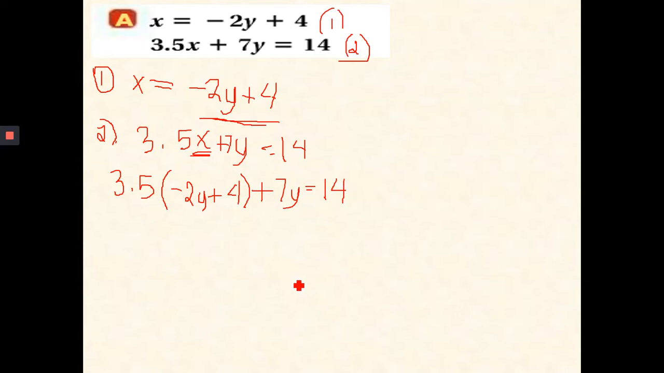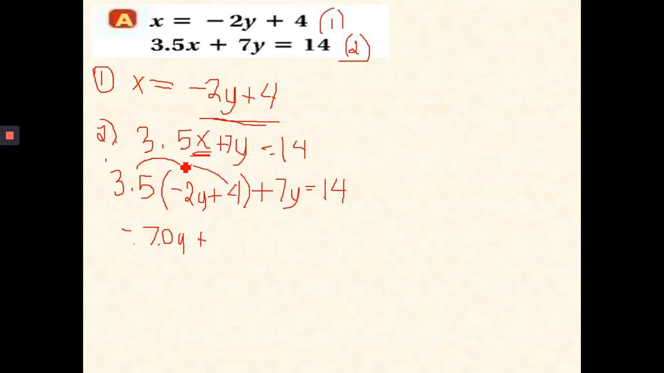And then solve. 3.5 times negative 2. So that is positive times negative, that is negative. 2 times 5, that is 10. Carry 1. So 2 times 3, that is 6. Plus 1, that is 7. So 7.0y. Positive times positive, that is positive.